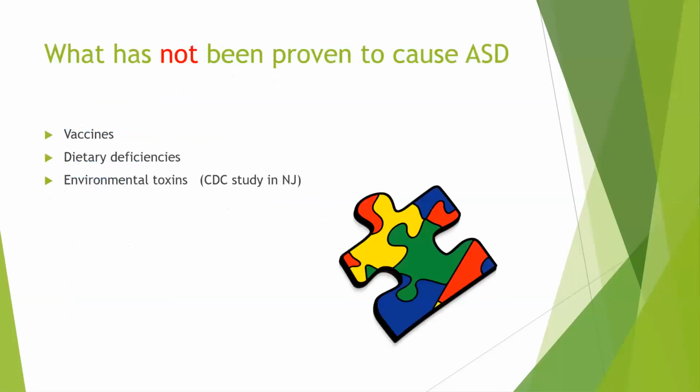Now, what has not been proven to cause ASD? So I'm sure a lot of parents are on the internet nowadays, and there are so many things that you read on the internet. But let me just at least set the record straight that vaccines, dietary deficiencies, environmental toxins. There was even a CDC study done in Brick Township of New Jersey where they found unusually high case rates of autism. None of these things that I've listed on my slide have been proven to cause ASD.